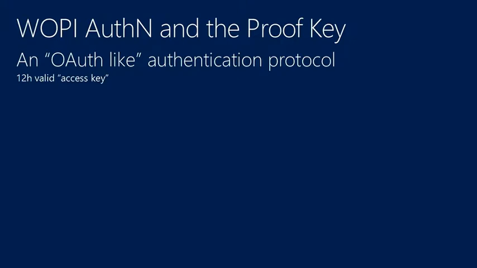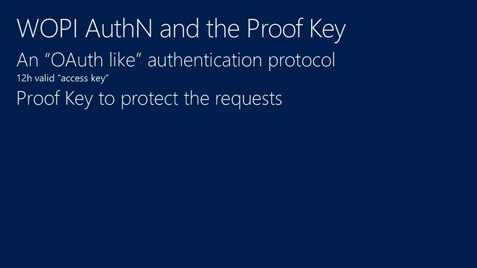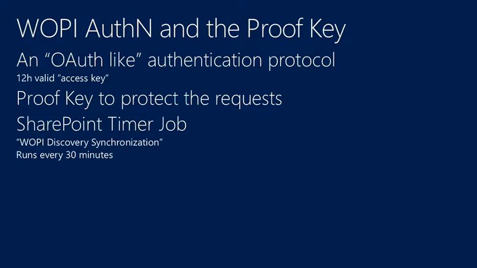But also, just so someone, the man-in-the-middle attack, can't construct these access tokens, there's actually a proof key that's updated. I don't know how often it's updated, but the Office Web App farm encrypts this access token as well to make it even more secure. And that's a timer job in SharePoint that repeatedly updates this proof key. It's called WOPI Discovery Synchronization. And you can do it with PowerShell as well. And it might be necessary to do that when you connect to a new farm or when you upgrade your WAC farm, using the Update-SPWOPIProofKey PowerShell commandlet.